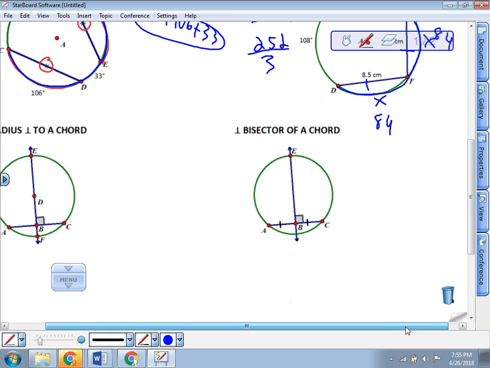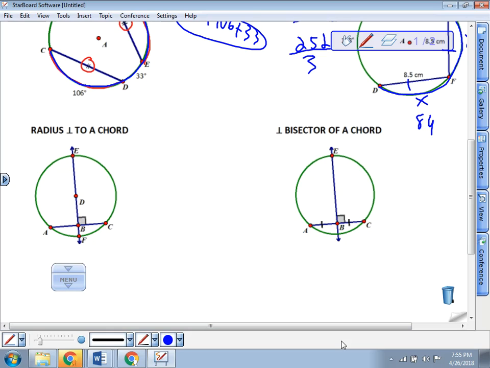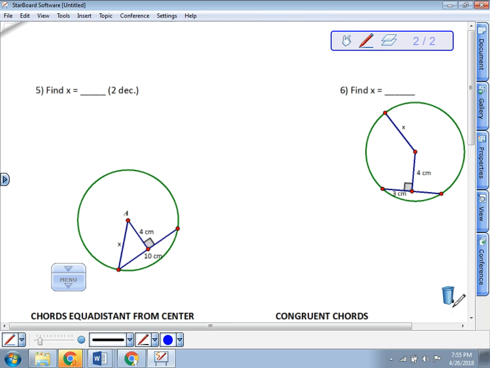Next one, pretty simple. If you have a radius, it's going to be perpendicular to a chord. It's going to make a right angle, and with right angles, we're probably going to end up doing a lot of Pythagorean theorem. And it goes the other way. Not only is it perpendicular, it's a perpendicular bisector of the chord. So that's going to be a really key property. Radius, perpendicular bisector of a chord. Here are two examples of how we're going to use that.